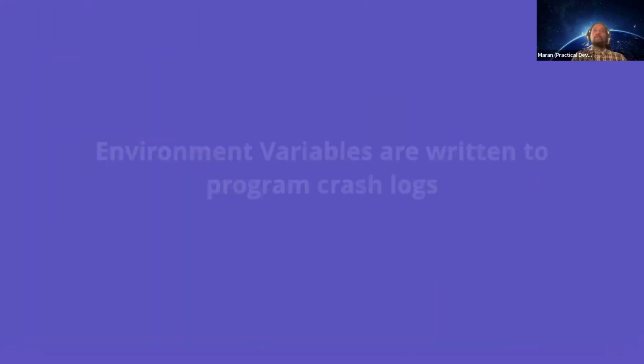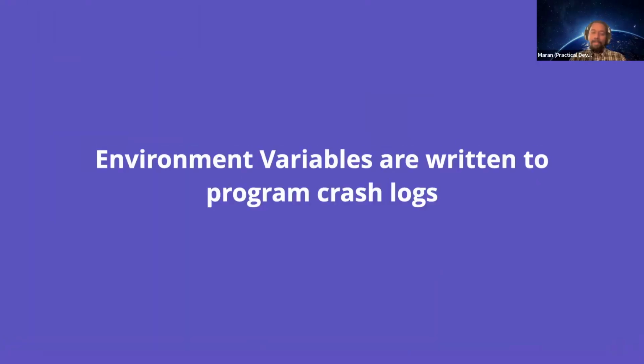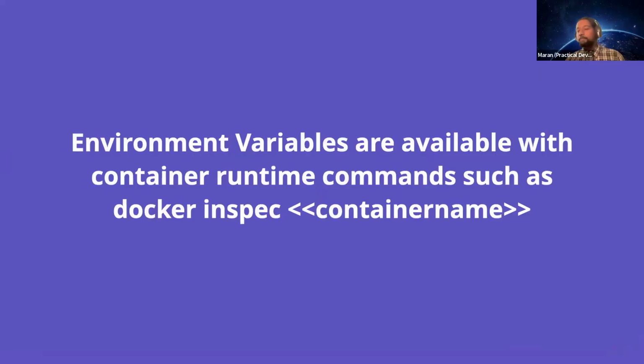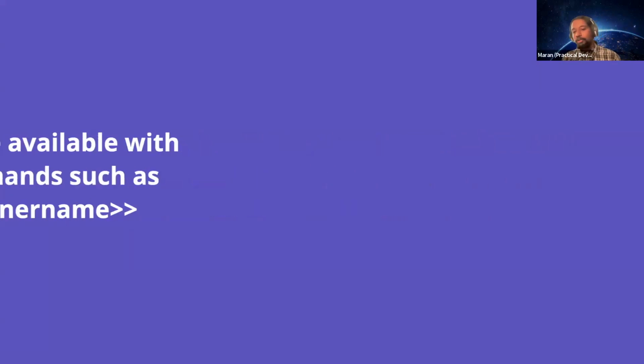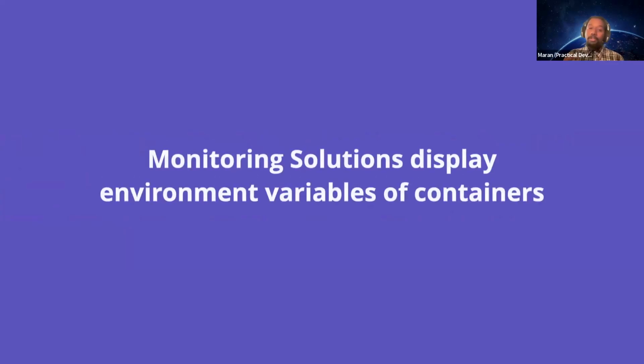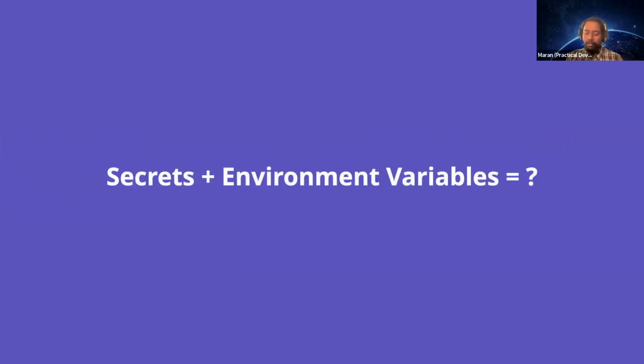Well, the problem with environment variables is when a program crashes, environment variables are written to the crash logs. That's not all. If you use commands like docker inspect or crictl inspect, environment variables are populated within the output of that command, which is what is used by multiple container runtime monitoring tools. So if you have secrets in them, they also get to your monitoring tools somehow. And that's exactly why secrets in environment variables is kind of a questionable security practice.